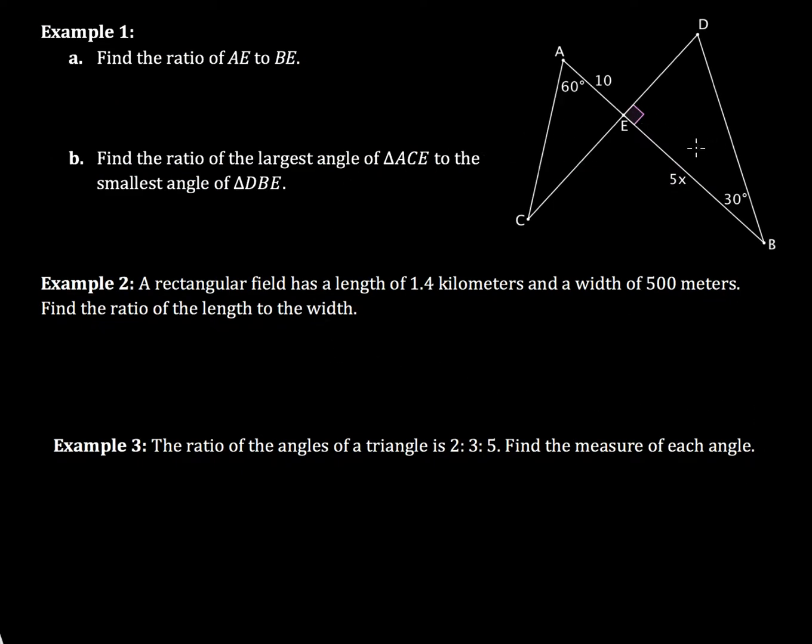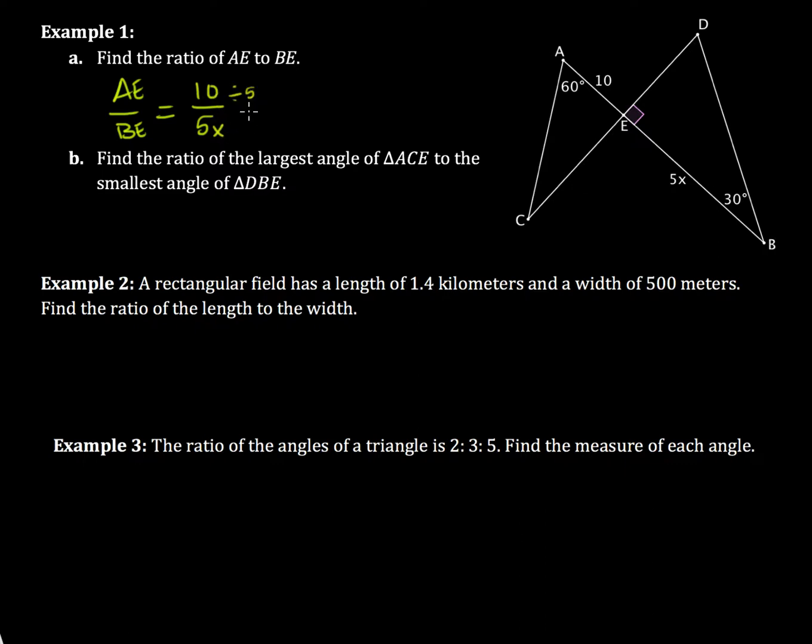In this example right here, we have two triangles. And the first thing I want to do is find the ratio of AE to BE. So I'm going to put AE over BE, the length of segment AE divided by the length of segment BE. Well, in this picture, the length of AE is given as 10. The length of BE is given as 5x. Now there's my ratio, but of course, like I said on the previous slide, I want to make this in simplest form.